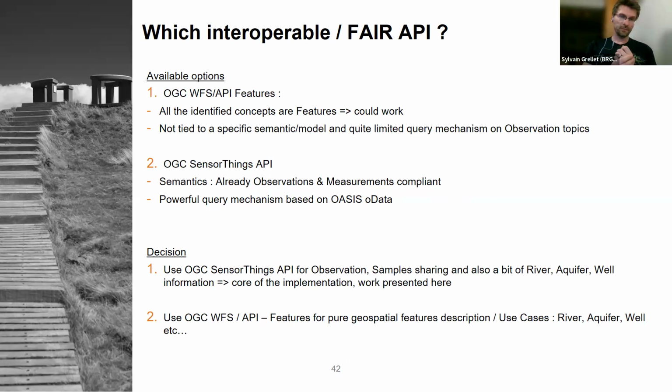So we took the decision to use OGC SensorThings API for observations and sample data, and also to share a bit of geospatial features, river, aquifer, well information. That's the core of the work we're doing, and that's mainly what I present here. And to use OGC API Features, WFS, just for pure geospatial feature description. Let's say that here you would have your river identifier, a name, and a bit of geometry. If you want to know more about those features, you could also serve them via a WFS or API Features, but the core of the observation exchange and sample data comes with SensorThings.